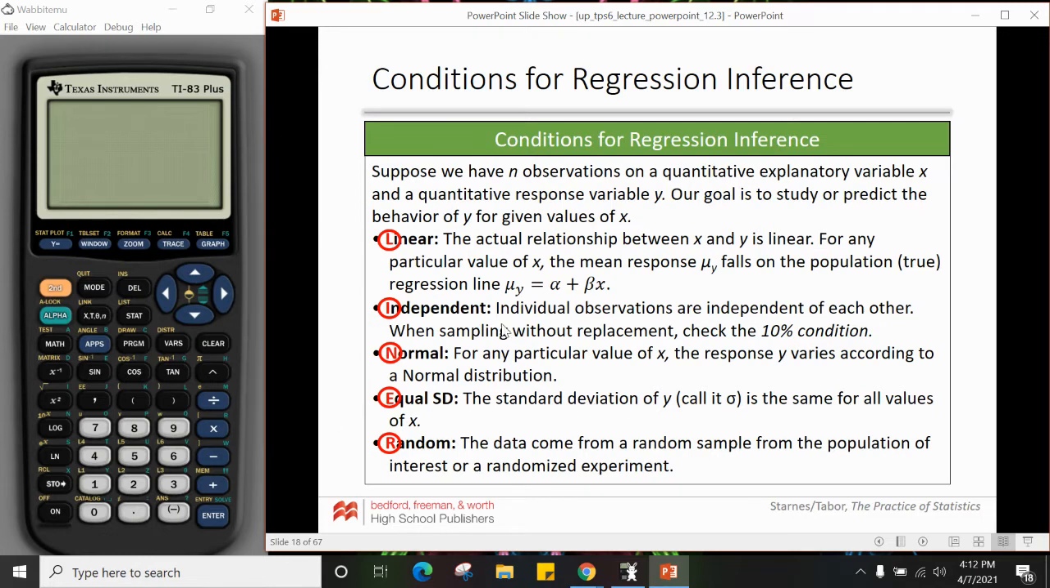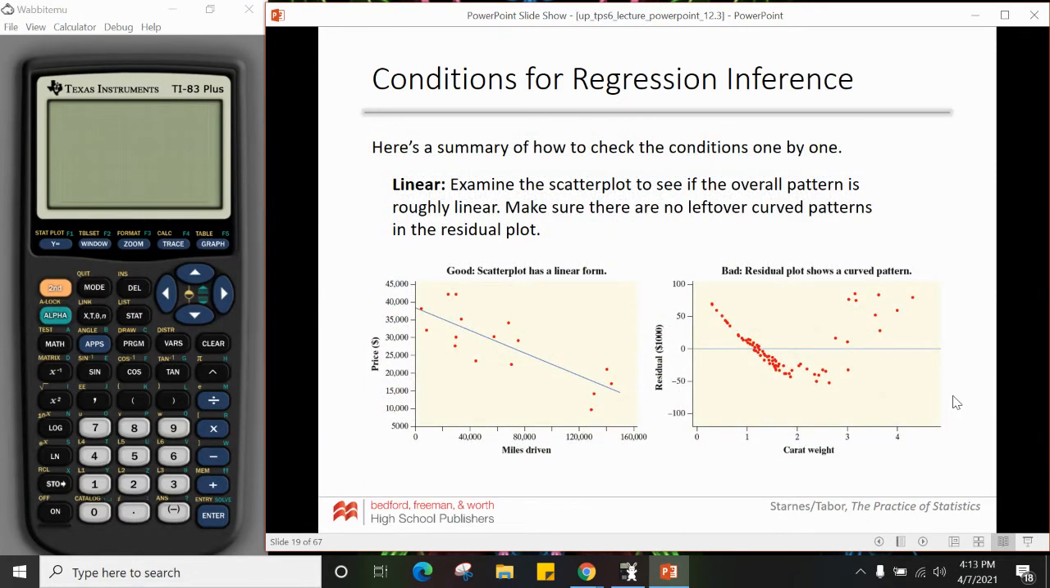This is just a slide to highlight how you remember LINER. But yeah, we'll just keep going. It's not super important. They're very similar. The 2 new things are equal standard deviation and linear. And right off the bat, if it's not linear, you shouldn't even do a regular linear regression, so it wouldn't make sense to do an inference for it either. So the new thing to remember is equal standard deviation.